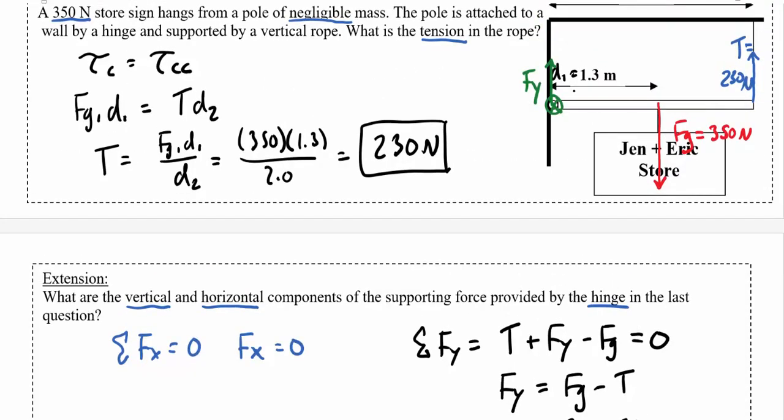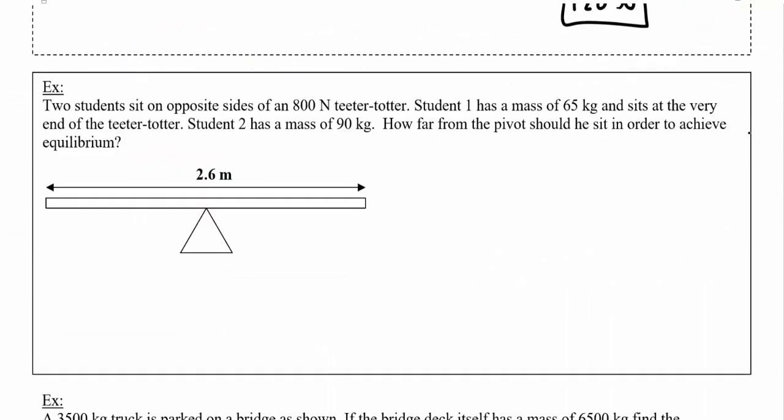Now it's worth considering, why does the hinge provide less force than the rope? You can see that if the force of the hinge is 120 newtons, the tension is almost double that at 230. Why is there more force of tension than hinge force? All right, let's move ahead and look at another example.